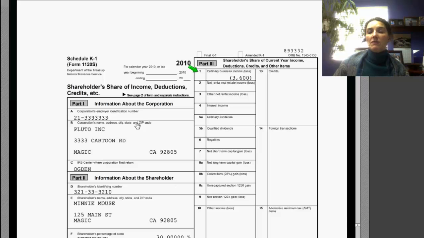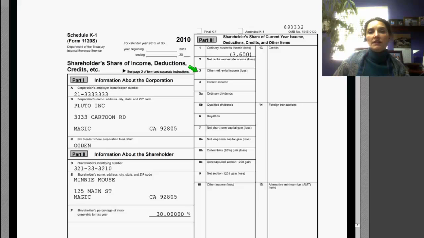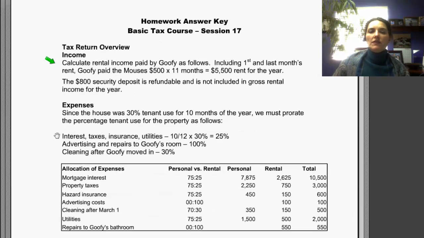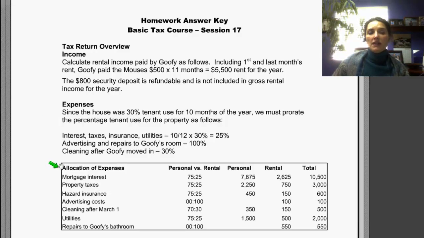be able to claim any of that loss, and we're going to have to do their Schedule E for their rental property to figure out if they have a net profit off that rental property before we'll know. So let's take a look at their answer key. So in reviewing the various expense items that the Mouses had, I created an expense worksheet just to allocate expenses, because there's a lot going on here when you have a house that's being part personal, part rental, figuring out what you can deduct and how much and where to put it and so forth. So I created this table right here to allocate expenses.